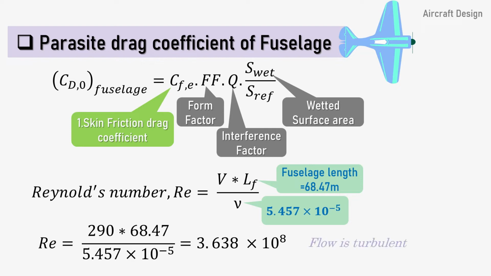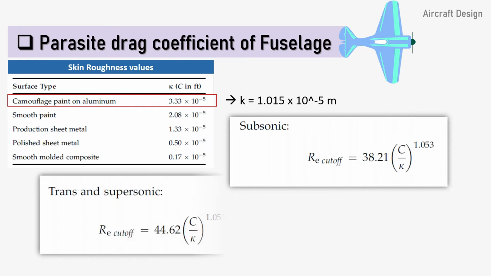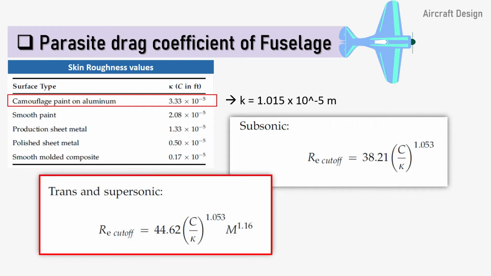Now again assuming, based on the skin roughness factor for the aluminium paint, we have taken K equals 1.015 into 10 power minus 5 meter, based on this reference table. Now we need to find out the cutoff Reynolds number. Here our cutoff Reynolds number should be considered based on the type of velocity of an aircraft.